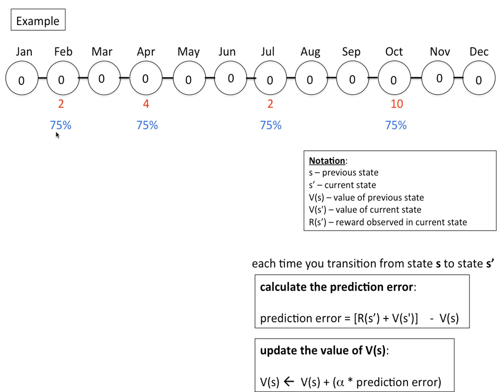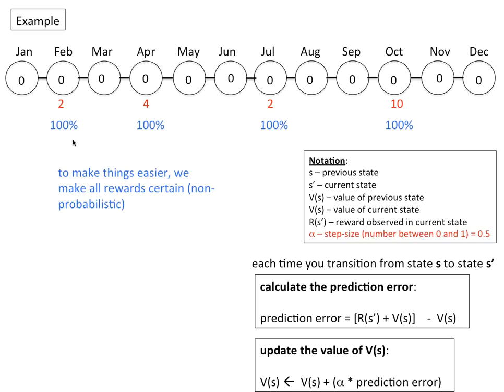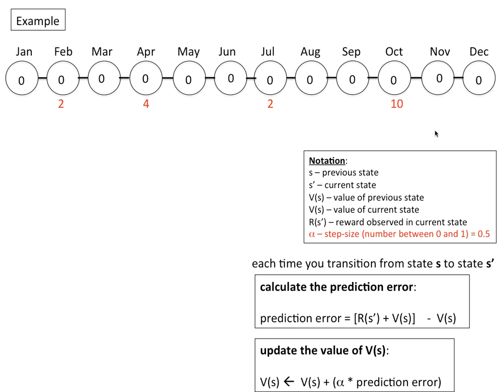Keep in mind that over here I have probabilistic rewards. In this version of the calendar problem, to make things easier, I'm going to make these rewards non-probabilistic. You're going to get these rewards. If you enter February, you'll get the reward of 2 100% of the time. Because now the rewards are certain, I'm just going to get rid of the 100% showing on the screen as well. So it says round 1, and that indicates the first time we step through the calendar, we'll step through the calendar more than once.